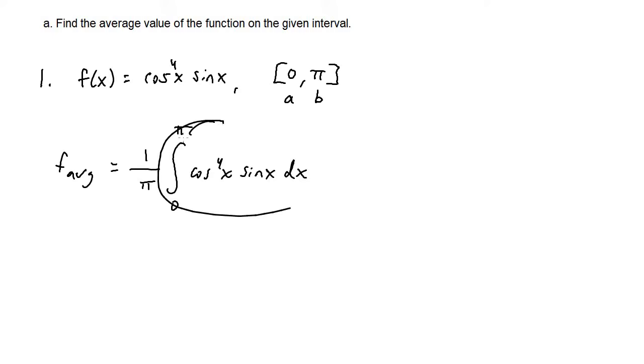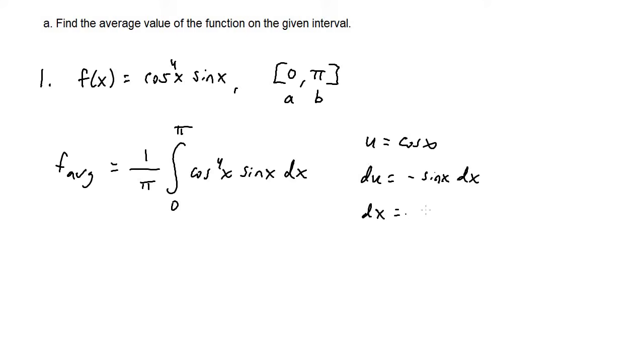So in order to evaluate this integral, realize that we can do u substitution and make u equal to cosine of x. So if u equals cosine x, then du, or the derivative of cosine x, is negative sine x times dx. So then if we isolate dx, dx equals du over negative sine of x. Now I can go ahead and substitute everything back into the integral.